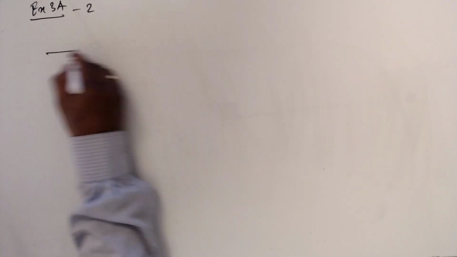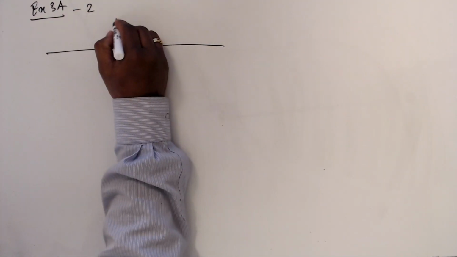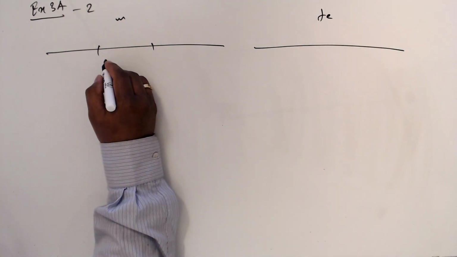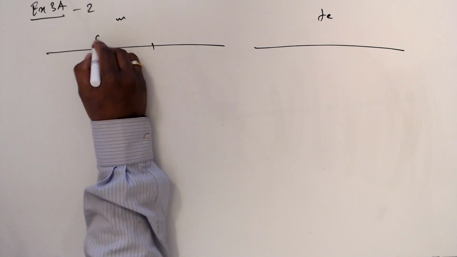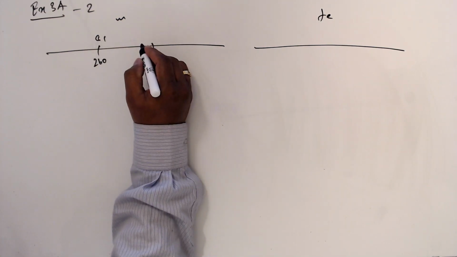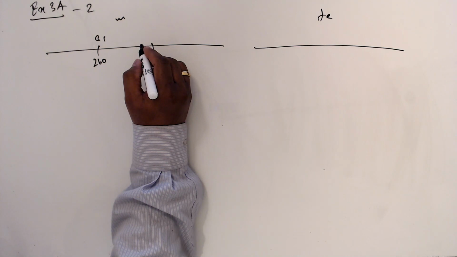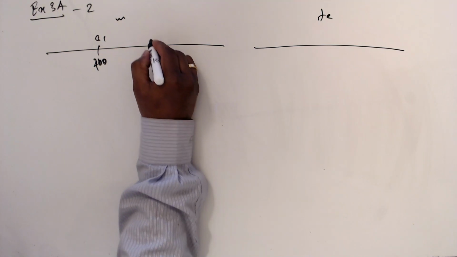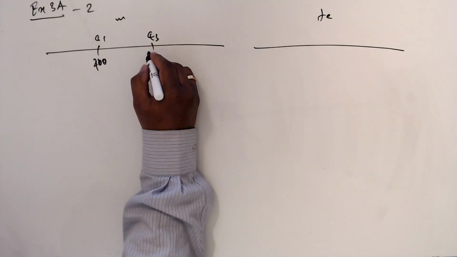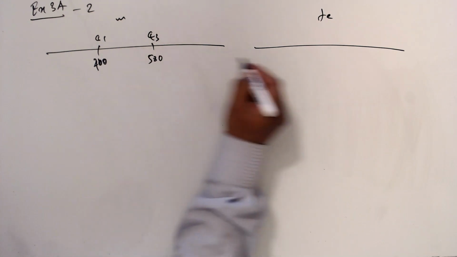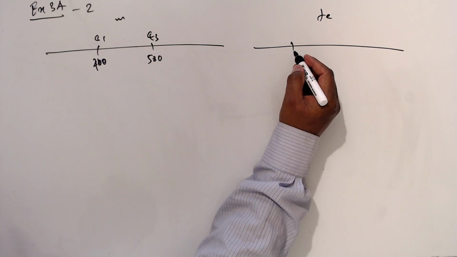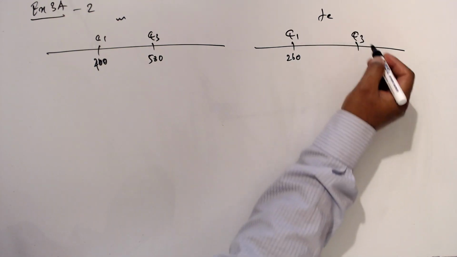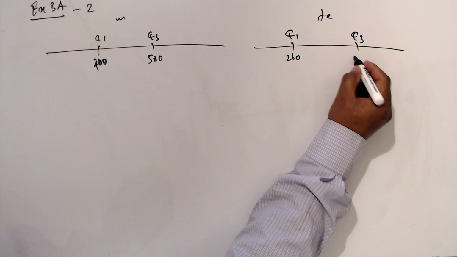Question number 2, males and females. So males, it's going to be lower Q1 is 260 and median is going to be 400, and Q3 is going to be 580, and female it is going to be 260, and Q3 it is going to be 340.